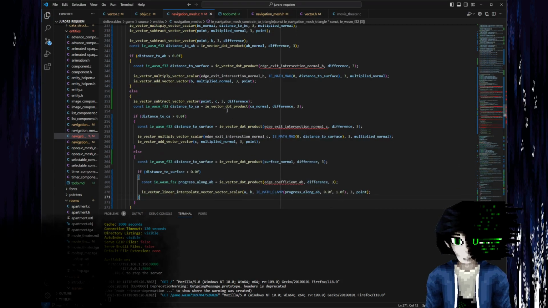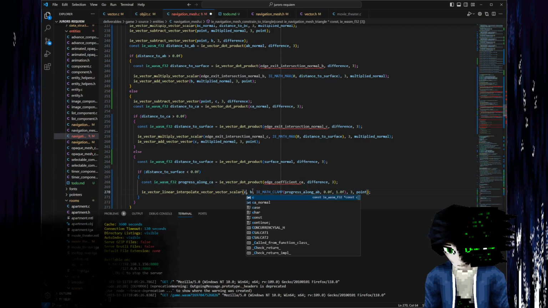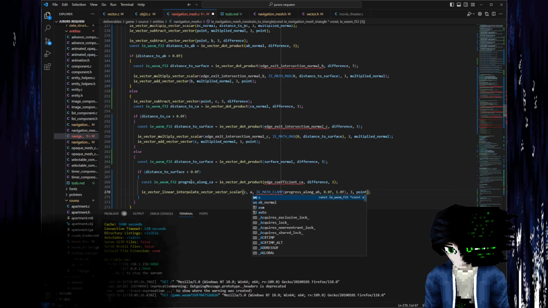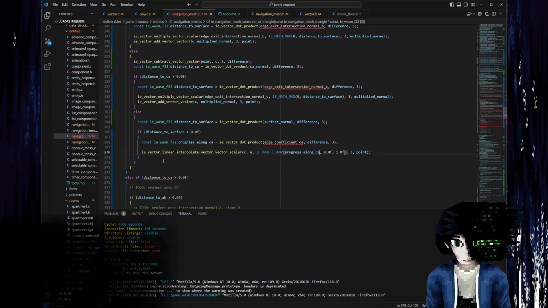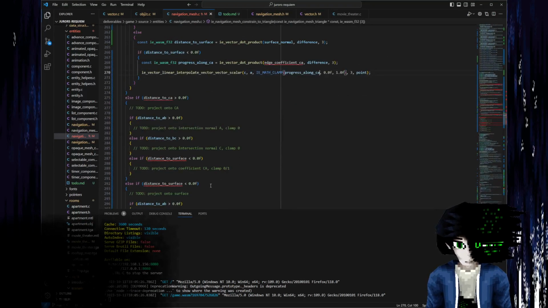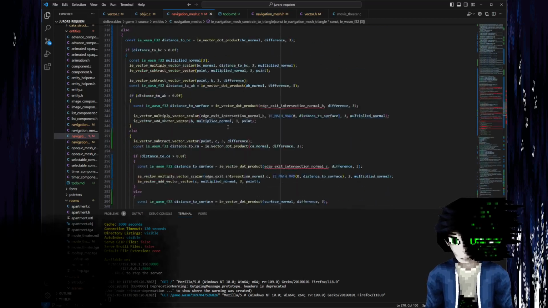And what do we have here? So our difference is to point C. Progress along CA, dead easy, all good. That should work. We need to replicate the structure down here. There's almost certainly big mistakes in this somewhere. We'll find them eventually.